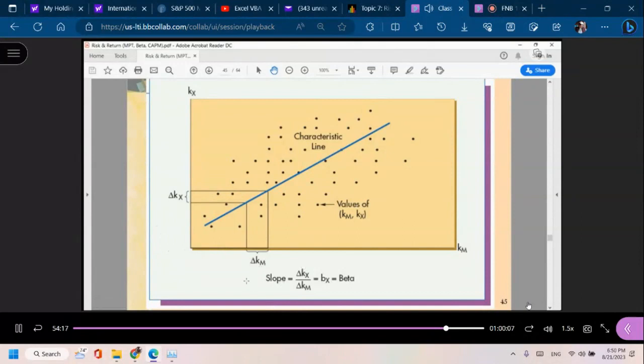Remember, the horizontal axis is the independent variable, and the vertical axis is the dependent variable. And if you think about it, between the average return on the market and the individual stock's return, which one is the independent variable and which one is the dependent variable? Isn't that the market? Isn't it obvious? Why? An individual stock cannot affect the market, right?